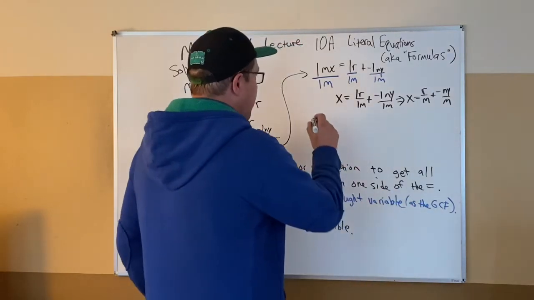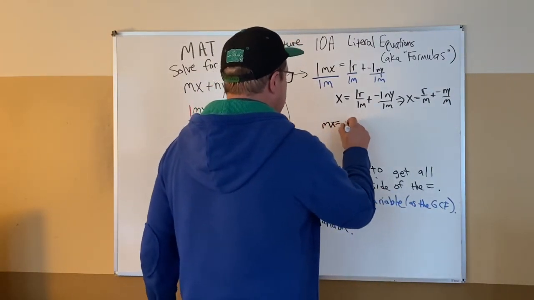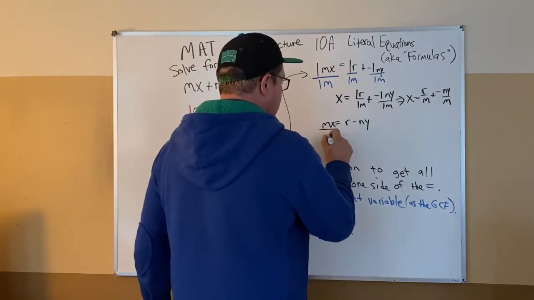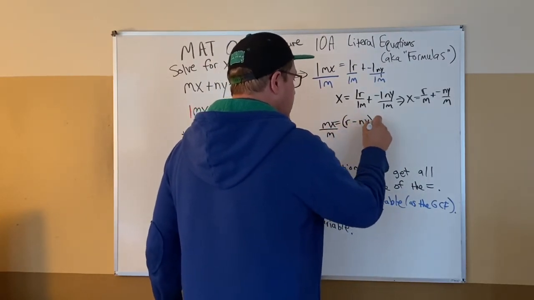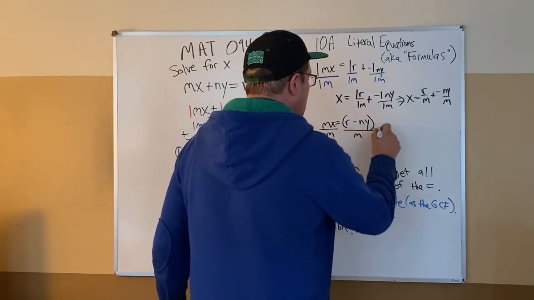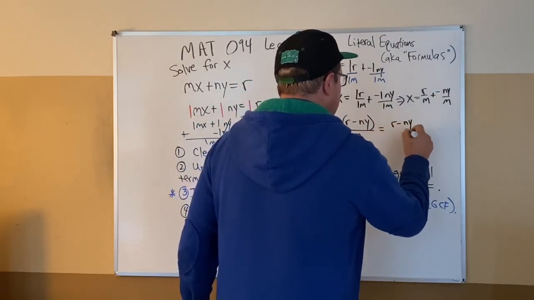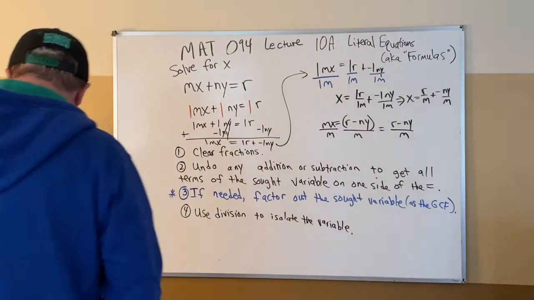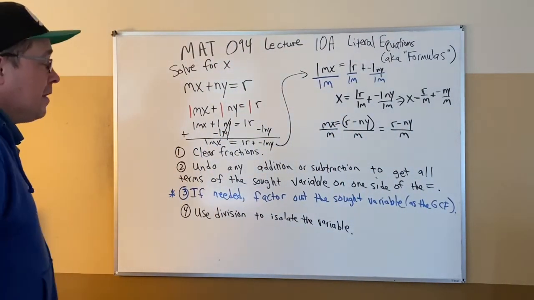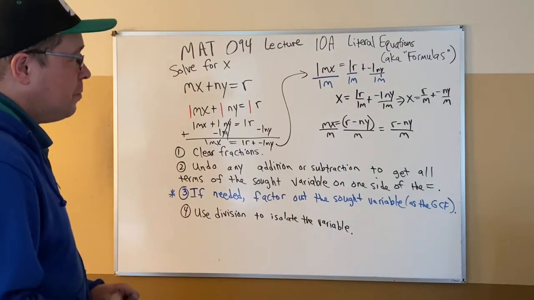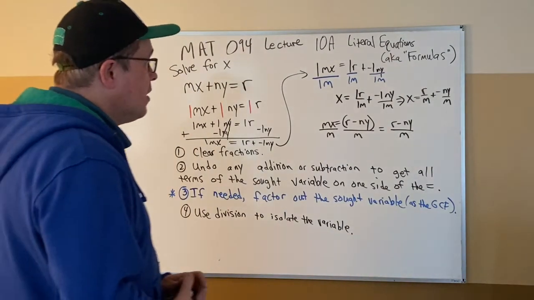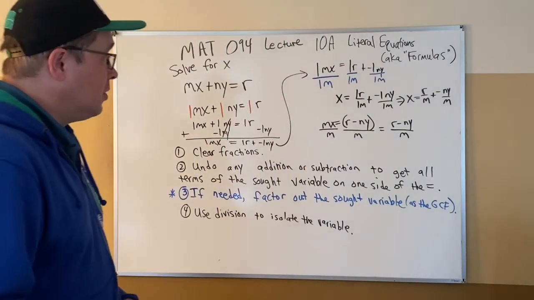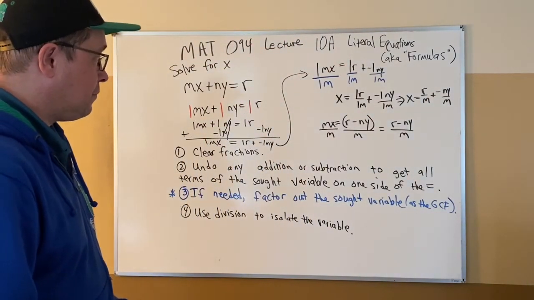Quick look at what else might happen if you have your mx equals r minus ny. Some people will say, just divide by m, but put this in parentheses, or put it as r minus ny all over the same m. Those are acceptable. So I leave it there if that's what you want to do, but I do prefer and find benefit in dividing each term on the other side by the coefficient that I'm dividing by.